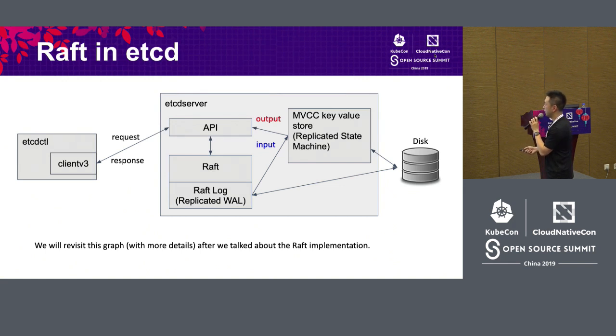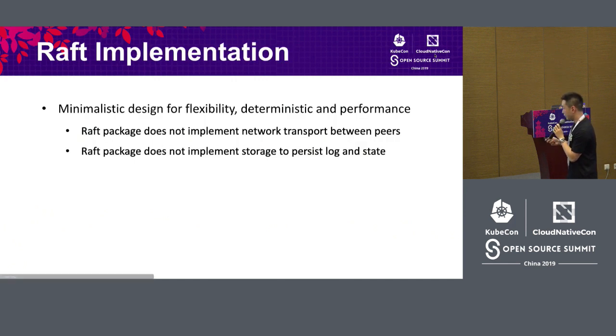Just quickly saying that, because the server can crash and restart, it's very important that the input to the state machine and the state machine itself need to be persisted on the disk. So when they crash and restart, they can replay whatever was before, so they can go back to the correct state. All right, so we're going to revisit this graph later after we talk about Raft implementation.